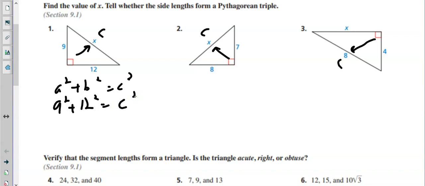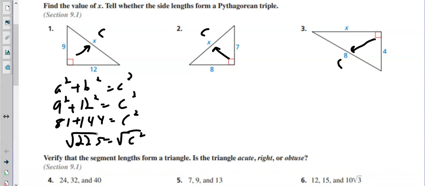All right? 9 squared is 81. 12 squared is 144. And then that's going to be 225. Got ahead of myself there. We're going to square root both sides, and that is 15. C equals 15.